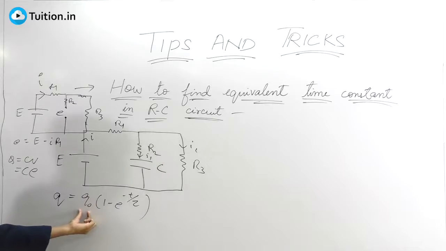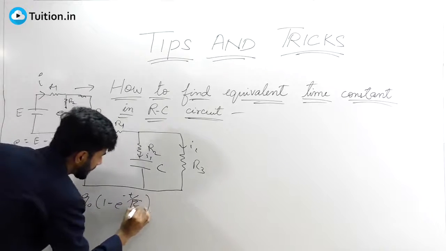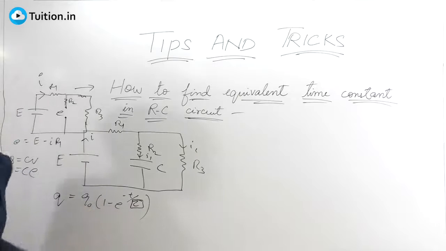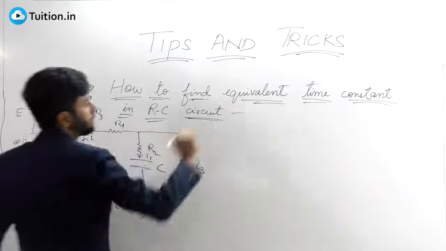So C times this, which is E minus I R1, will be the steady state charge Q0, right? The module here that I'm going to discuss is about finding this tau, because once you know Q0 and once you know tau, you can get charge as a function of time. How do you find tau? How do you find the time constant?